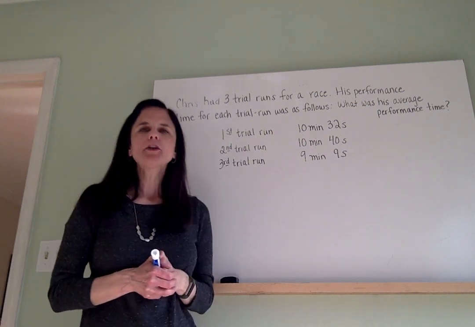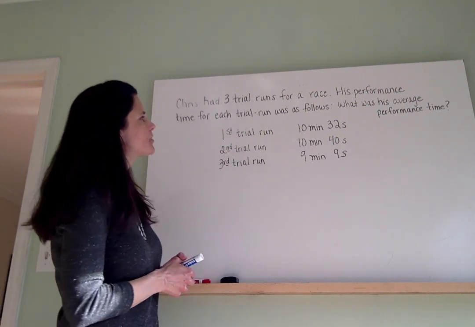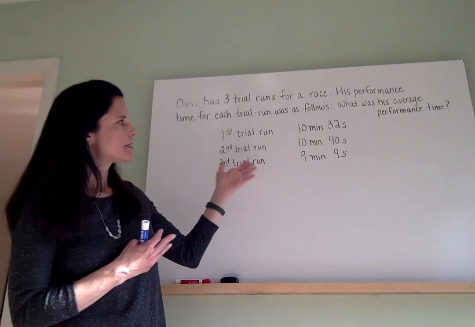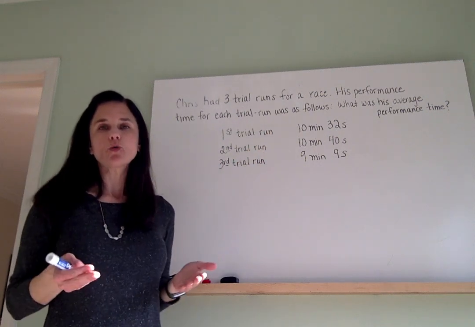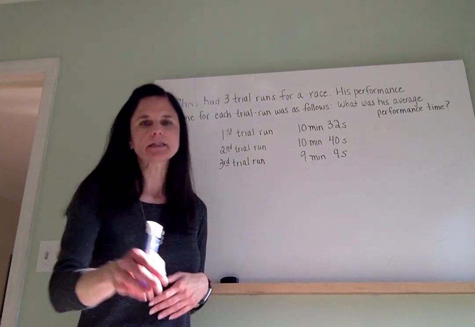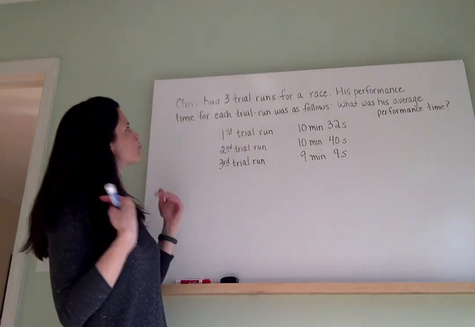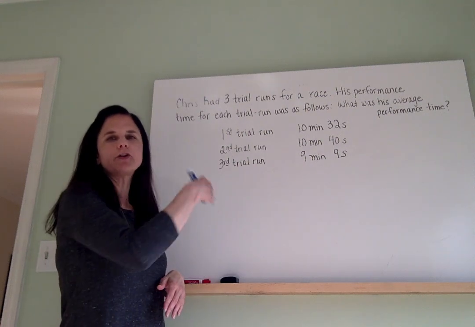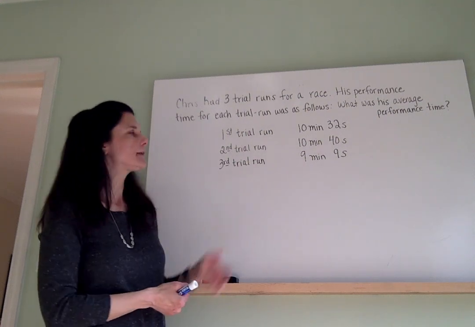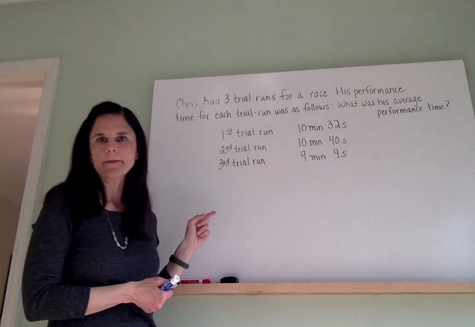Well, we know how to calculate average. In this particular case, we're going to add up all of his trial runs to get a total number of minutes and seconds that he ran. Then we're going to take that total and divide it by the number of trial runs that he completed, which would obviously be 1, 2, 3.